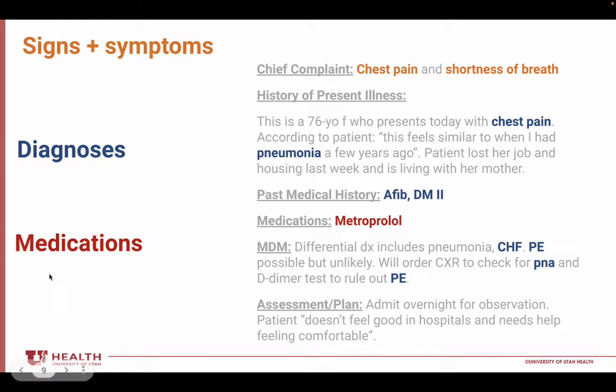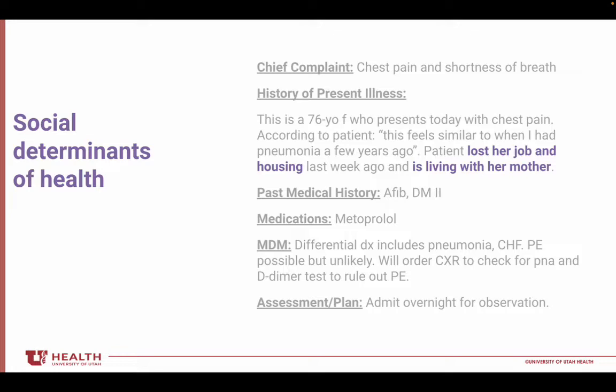And all of these things are things that you might also get in structured data. And it's nice that they're in the note, but you don't necessarily need to go into the note to look at them. But there are other things that you really won't see in structured data very much. So for example, social determinants of health. Here you can see that the patient recently lost their job and housing, and so they're in a tough economic situation.